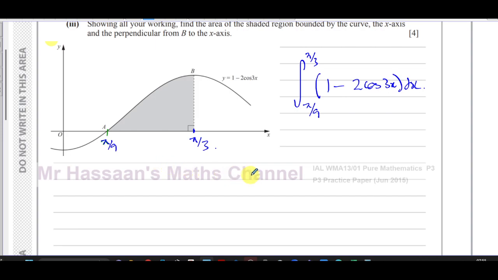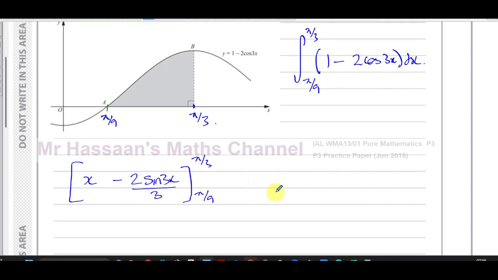All right, now to integrate this, we'll start integrating it now. Well, the integral of 1 with respect to x is x. To integrate cosine of something becomes the sine of the same thing. So this will become minus 2 times the sine of 3x. But then I have to divide by the differential of any function that's inside the function. So I have to divide by the differential of 3x, which is 3. I'll divide that by 3. And we're done with the integration. Now we have to use the limits of pi over 3 and pi over 9. Okay, so we're almost there now.